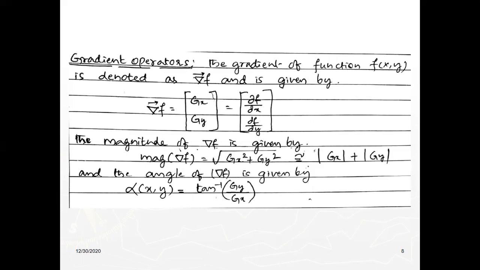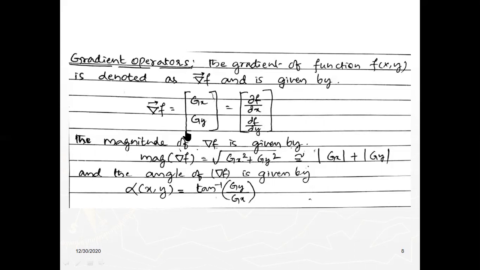However, in this video, we are going to discuss the next topic, that is edge detection. For edge detection, basically we use gradient and Laplacian operators. Gradient operators are first order derivatives. As you know, the image is basically a two-dimensional function. The gradient of the function f of xy can be denoted as del f and is given by this particular equation.